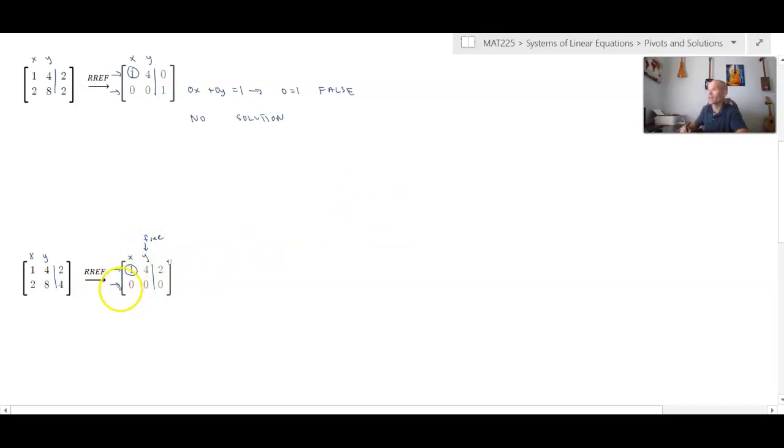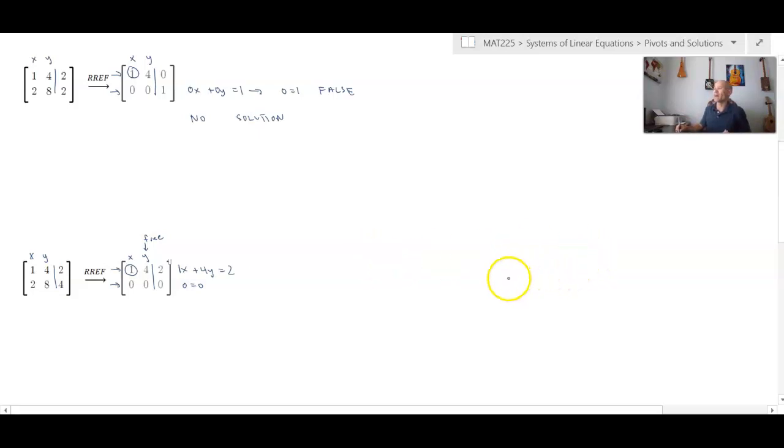Well, because the second statement, the second equation, just says 0x plus 0y equals 0, which effectively just means 0 equals 0. That's a true statement, not a helpful one. The first equation says x plus 4y equals 2. Well, that doesn't tell me what x equals, but it does tell me that as long as I know what y is, I can determine x.